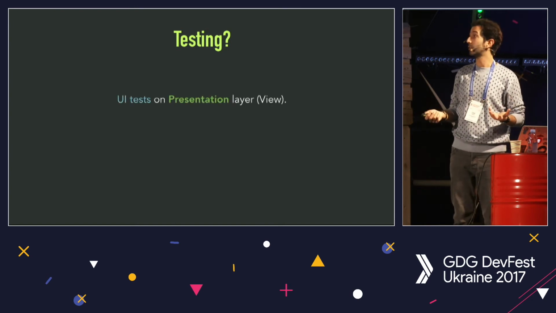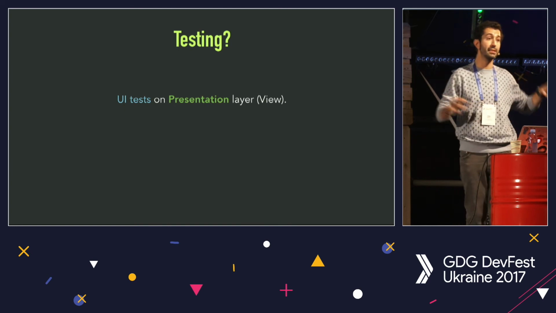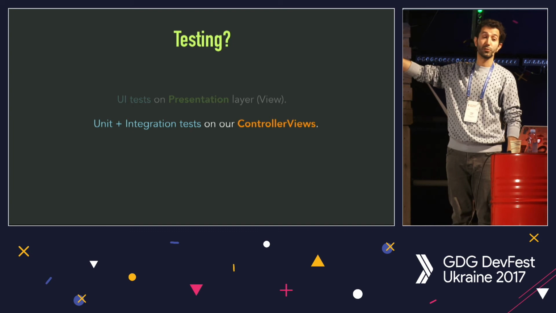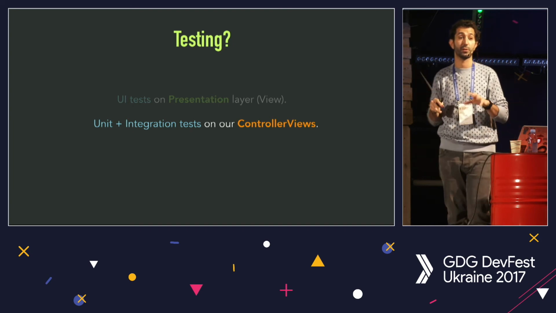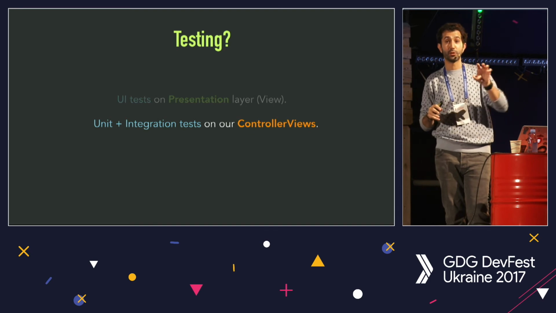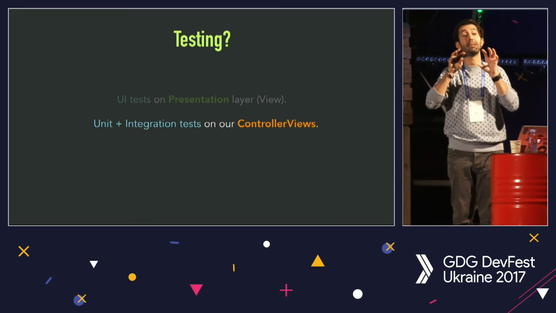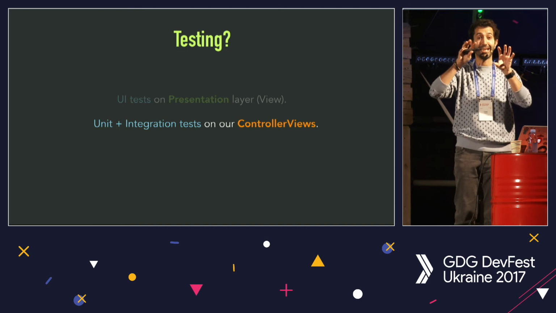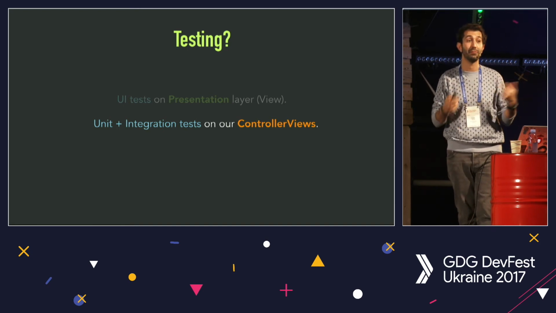Testing then is easy, because we can have UI tests in the presentation layer, so Espresso tests, for instance, because it's completely isolated. Unit and integration tests in the controller view. The integration test in the controller view is really useful, because remember that our controller view is going to create an action and handle the new state. So it's the perfect place where, given an action, we can test that the state we have now is the expected state that we should have given this action.